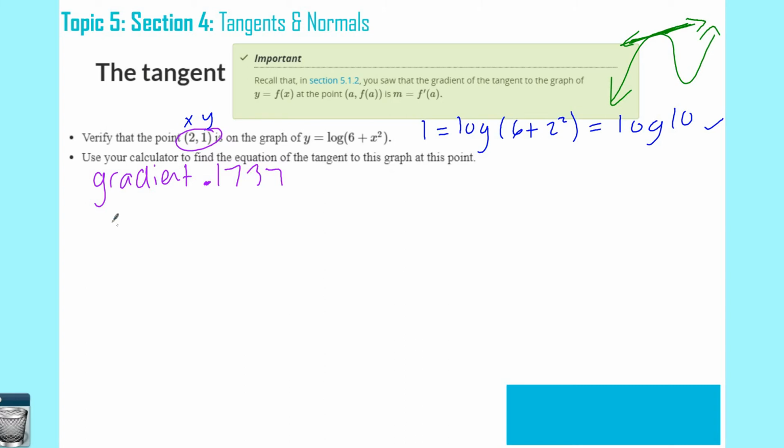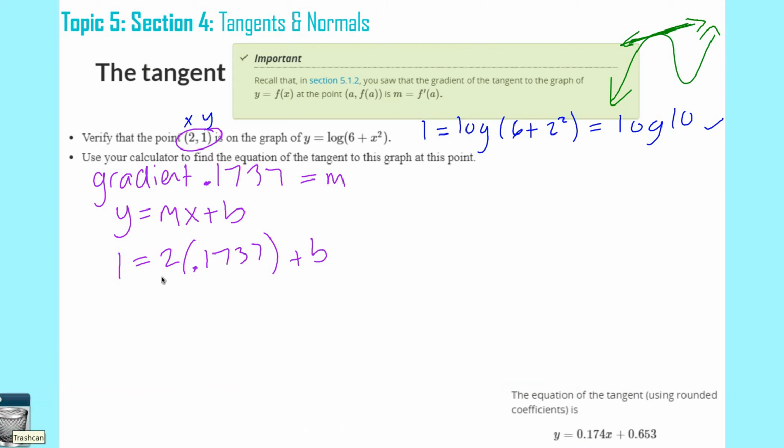Well, there's a couple ways we can go about this, but essentially we would like the equation to be y equals mx plus b. Well, our gradient is just a fancy way of saying m, and we have our point. So 1 equals 2 times that 0.1737. Then we figure out what b is, and then we can use our equation. Let's see if we're right. There we go. So when you solved, you should have gotten b equals 0.653. So solving this on your calculator gets you b equals 0.653.